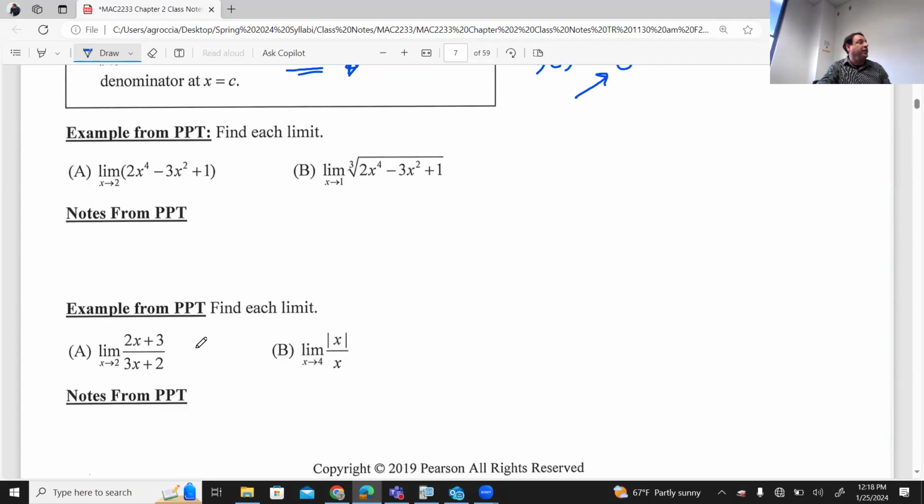Now, this bottom one, you're like, ooh, that could be a problem, because what could make the bottom 0? Something, right? But what number would do that? See if you can do it in your head. What number would make this denominator 0?